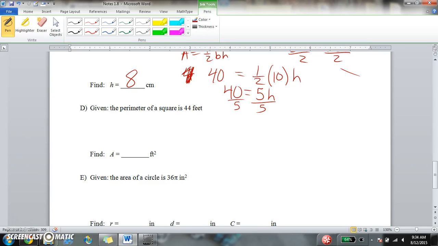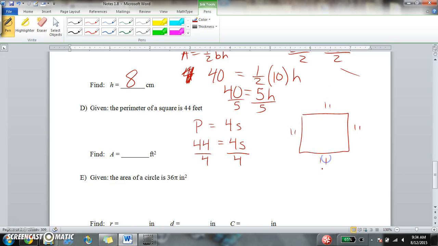Okay, last three problems of section 1.8. D, given the perimeter of a square is 44 feet. So, perimeter of a square. Square has 4 sides. So, perimeter of a square we talked about is 4 times whatever the side is. So, we're given that the perimeter is 44 feet. That's going to be equal to 4 times the side length. So, to solve for the side length, we're going to divide by 4, meaning that each side is 11.